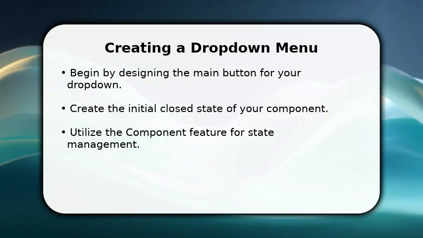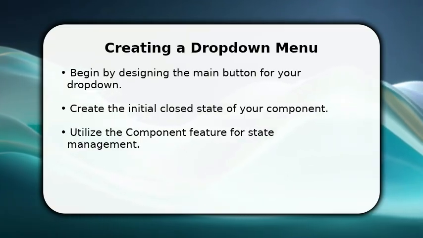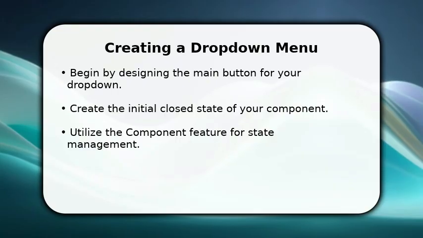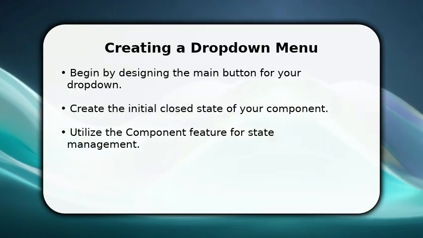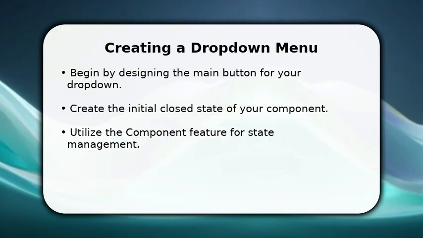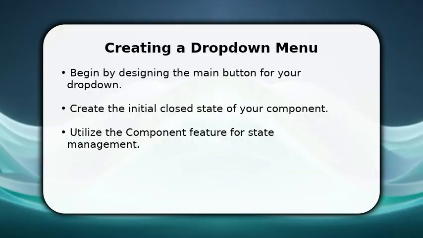First, create a rectangle and add your text label. Then, convert this element into a component. This initial component will represent the closed state of your drop-down, ready for further interaction design. This foundational step is crucial for building interactive elements.